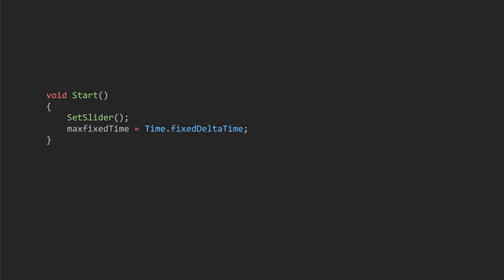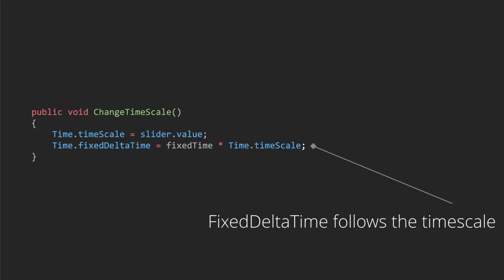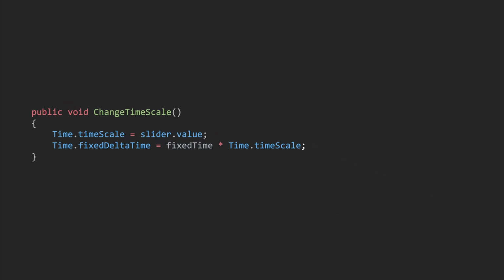So let's just have our script do that for us. Let's save the default value in our start method and change it just as we changed the timescale. What do we set our new fixed time step to? Well, let's just multiply it by our timescale. If timescale is 1, everything will be normal. A lower value also means that we lower our fixed step, which means it's running more often, which means higher quality. But the opposite is also true.